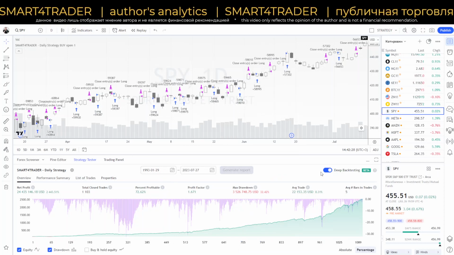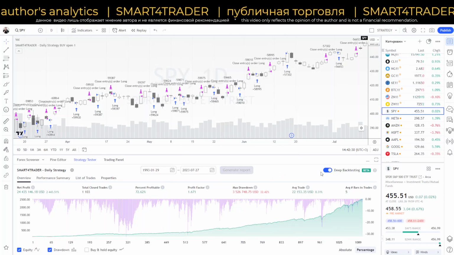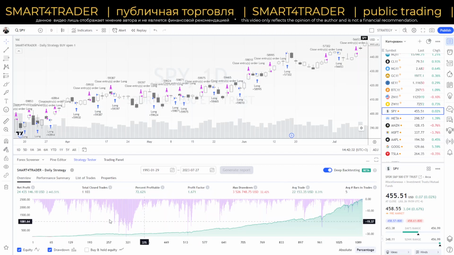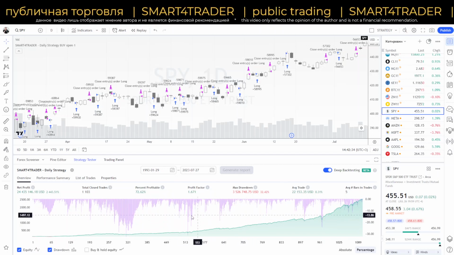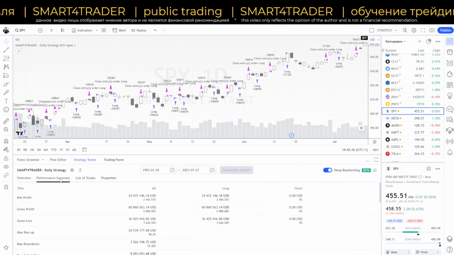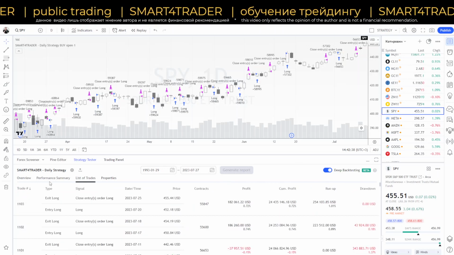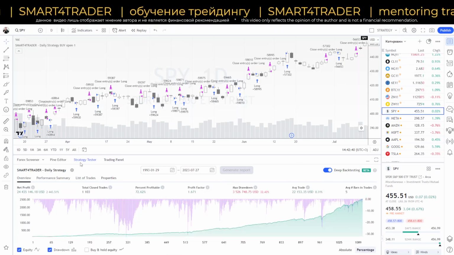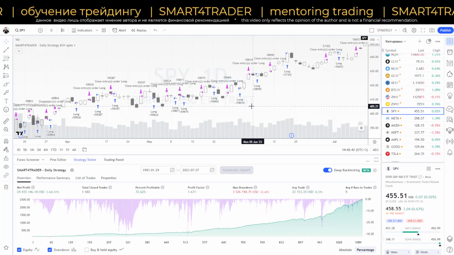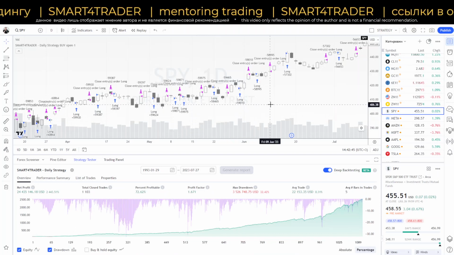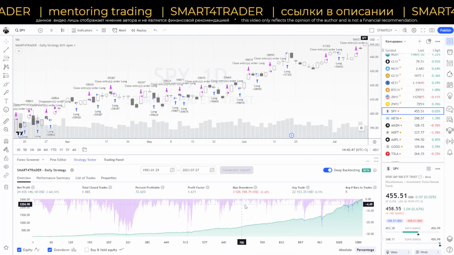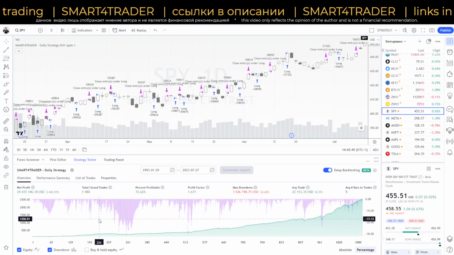So, deep backtesting is used here, yes, and accordingly we need to understand, yes, what drawdowns we have. All transactions, of course, will be registered here. No stop losses and take profits are used, that is, there is an entry signal, you enter, there is an exit signal, you exit. And, accordingly, we can look at the history, what results we have obtained.